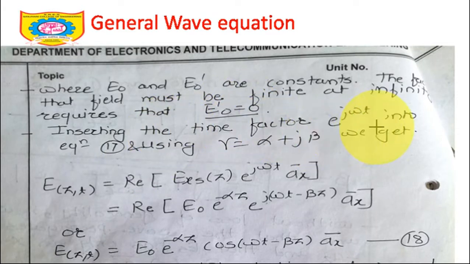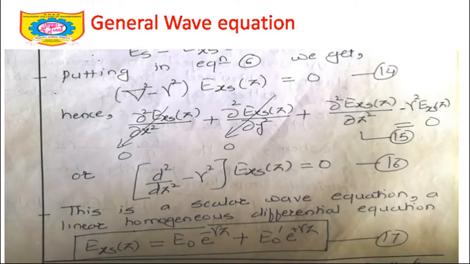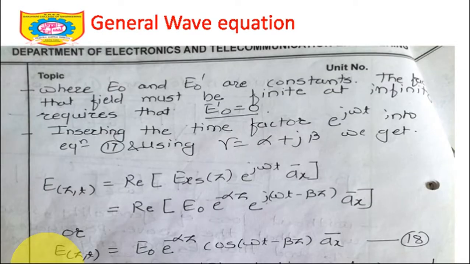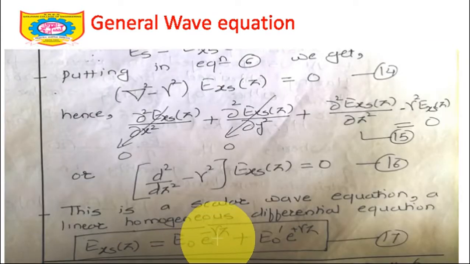Inserting the time factor e raised to j omega t into equation number 17. In this equation number 17, we will now introduce the factor of e raised to j omega t, which is the time dependent factor, and use gamma equal to alpha plus j beta. What do we get? We get E of z comma t, E0 e raised to minus gamma Z. Can I write this as cos gamma Z plus j sin gamma Z? Yes, I can write that. I can write e raised to minus gamma Z as cos gamma Z plus j sin gamma Z, and gamma is replaced by alpha plus j beta.